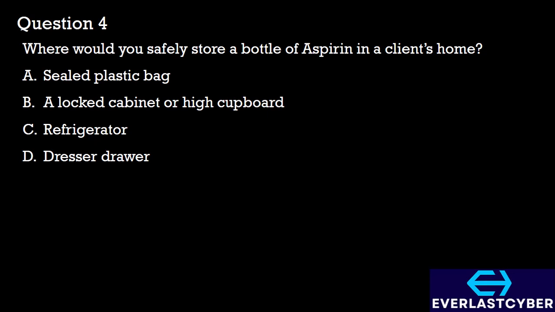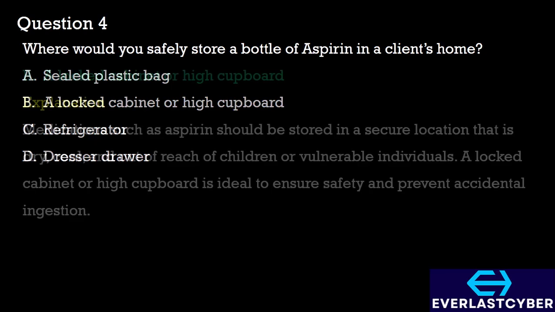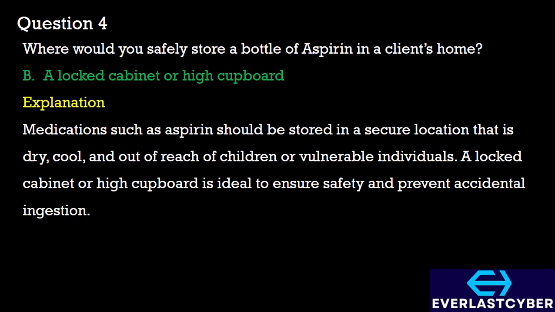Medications such as aspirin should be stored in a secure location that is dry, cool, and out of reach of children or vulnerable individuals. A locked cabinet or high cupboard is ideal to ensure safety and prevent accidental ingestion. Aspirin does not require refrigeration, and storing it in a fridge can expose it to moisture, which may degrade the medication. Dresser drawers are accessible to children and others, and this makes it an unsafe option for medication storage. So the best place to store a bottle of aspirin in a client's home would be in a locked cabinet or a high cupboard.